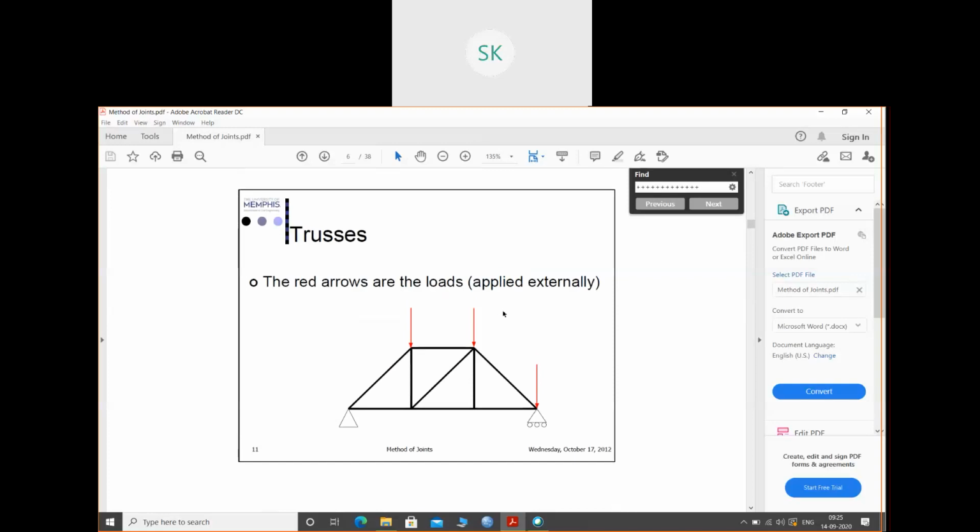Trusses. The red arrows are the loads applied externally.